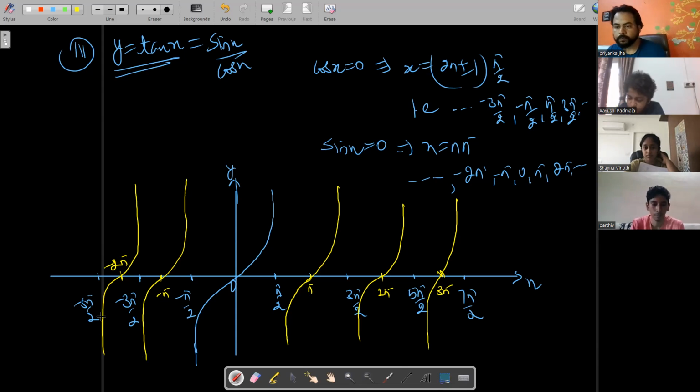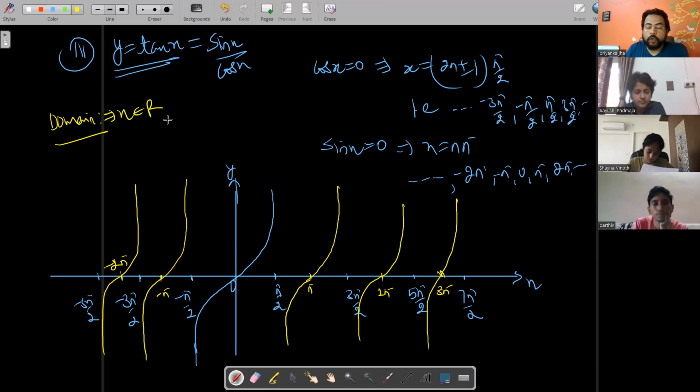Done, everyone? Now tell me the domain. What is the domain? Domain, you know, is all those values of x where the function exists. Now, domain can be all real numbers, right? Domain can be all real numbers, isn't it?